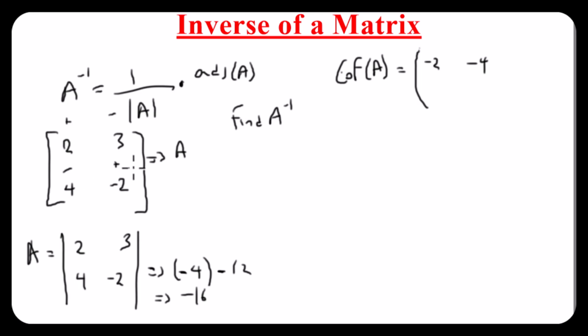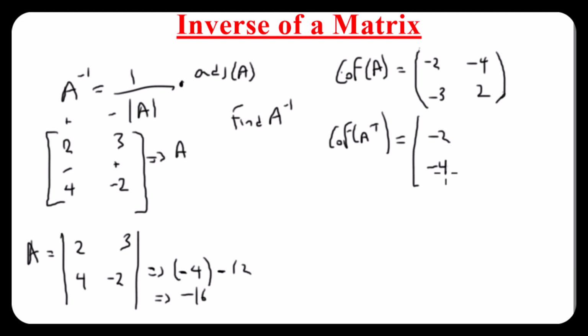And then the minor of 4 is 3. Again, there's a negative sign here, so it has negative 3. And then the minor of this is 2, which has a positive sign. So after finding the cofactor, we simply transpose this matrix. Transposing this matrix, we have negative 2, negative 4, and then negative 3 and 2. So this is my transpose matrix.